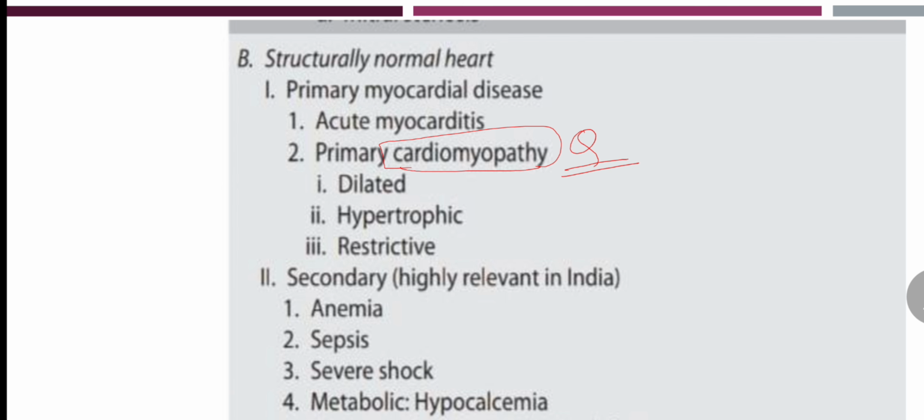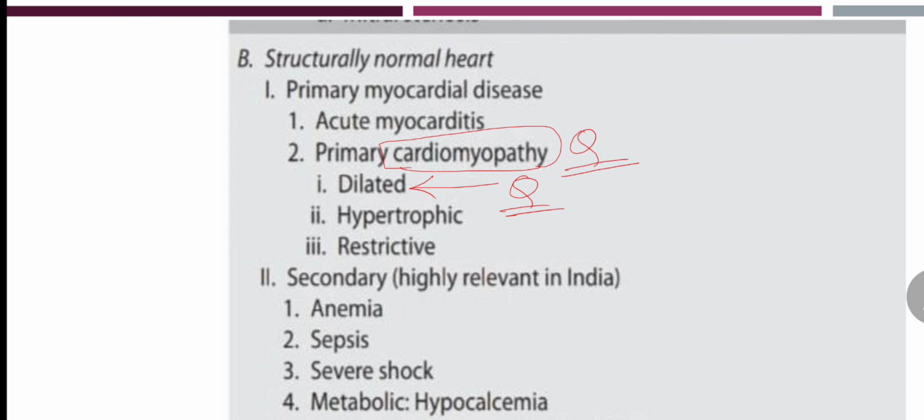And the most common type of cardiomyopathy which leads to heart failure is dilated cardiomyopathy. So, as the MCQ said, the most common cause of heart failure is congenital heart disease. The most common cause of heart failure in a patient where the heart is structurally normal is cardiomyopathy, and the most common among them is dilated cardiomyopathy.